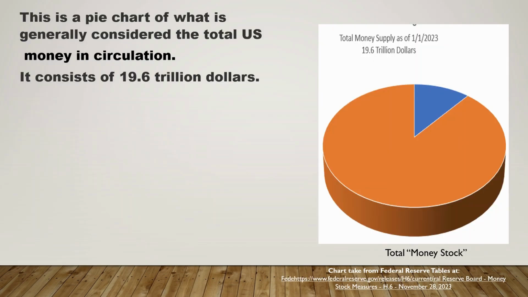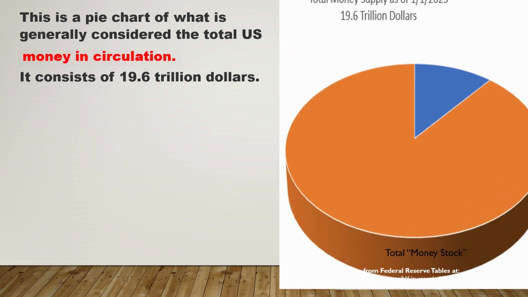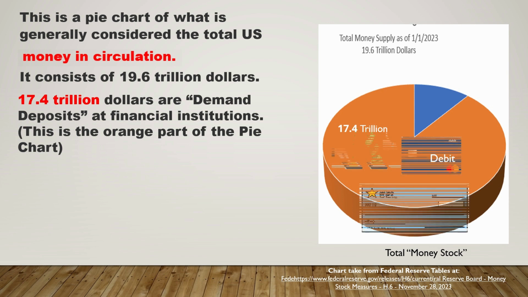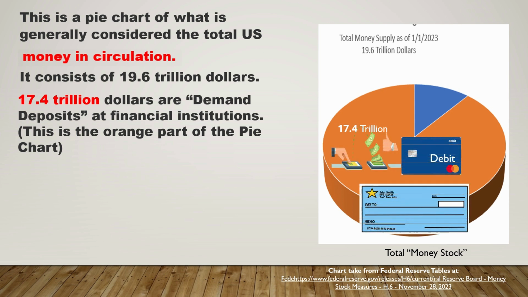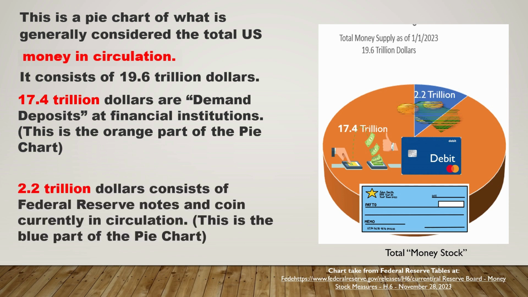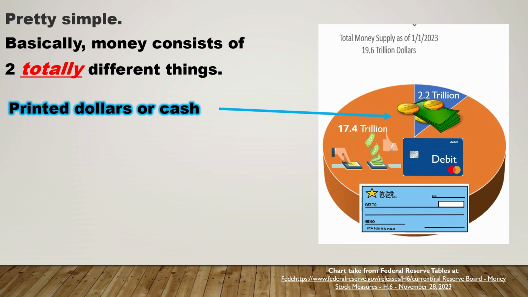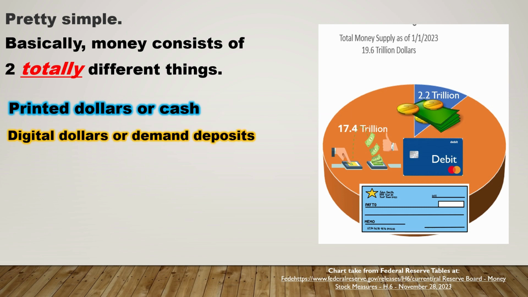Now let's look at this a different way. This is a pie chart of what is generally considered the total U.S. money in circulation. It consists of $19.6 trillion. $17.4 trillion are demand deposits at financial institutions. This is the orange part of the pie chart. $2.2 trillion consists of Federal Reserve notes and coin currently in circulation. This is the blue part of the pie chart. Pretty simple. Basically, money consists of two totally different things: printed dollars, or cash; and digital dollars, or demand deposits.